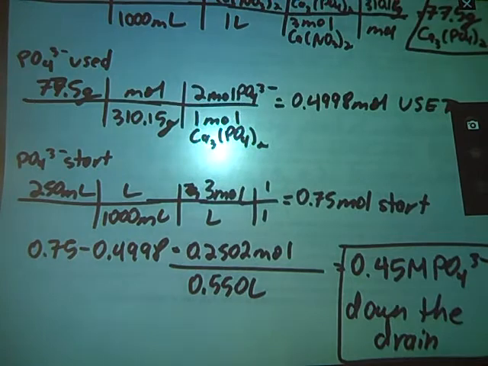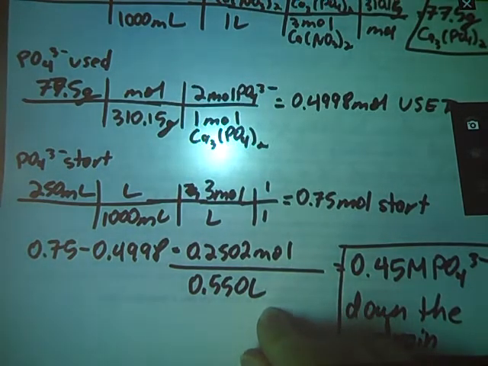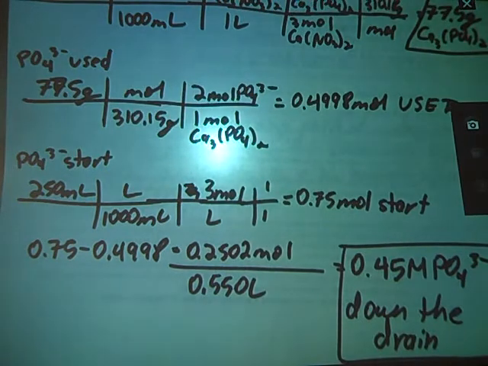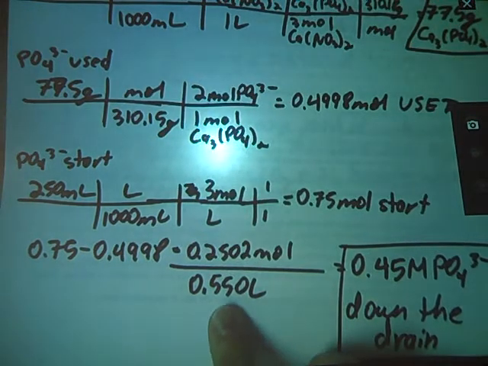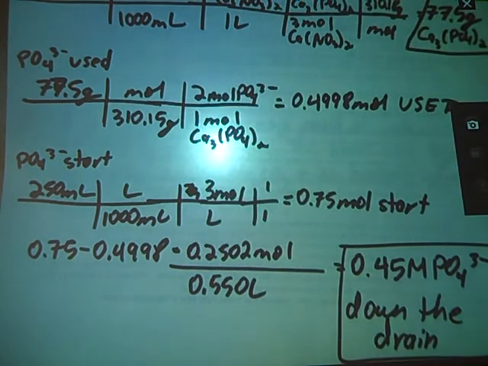Since I want to know the molarity, I have to divide this by the total volume. So we mixed together 300 mL of calcium nitrate and 250 mL of sodium phosphate. I added those together and converted them to liters to get this number. So moles divided by liters gives me 0.45 molar phosphate solution, which is less than my capping 0.5 molar phosphate solution, so that means this one can safely be poured down the drain.